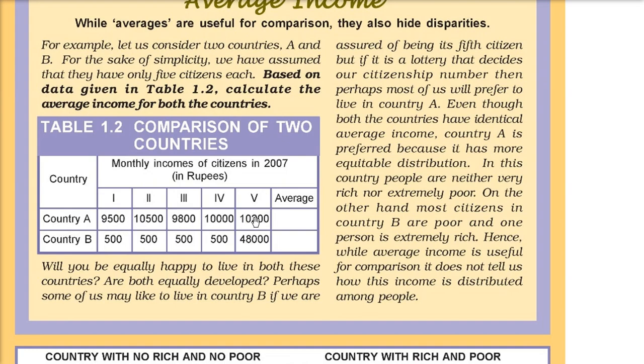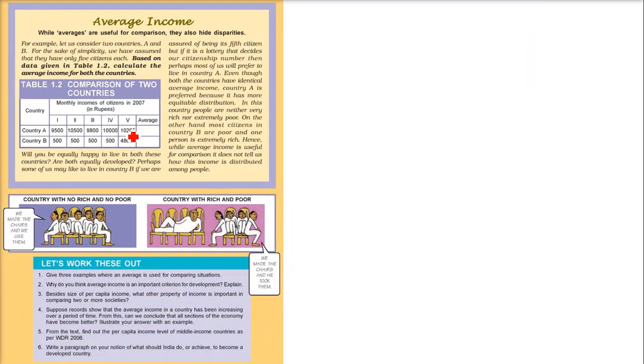But if you come to B, first, if I add all these in A, it will come to around 10,000. I'm not adding it right now, but I'm just giving you an idea. So the average will be 10,000, and if you compare, 9,500 is also somewhat equivalent to 10,000, and this one is also somewhat equivalent to 10,000.